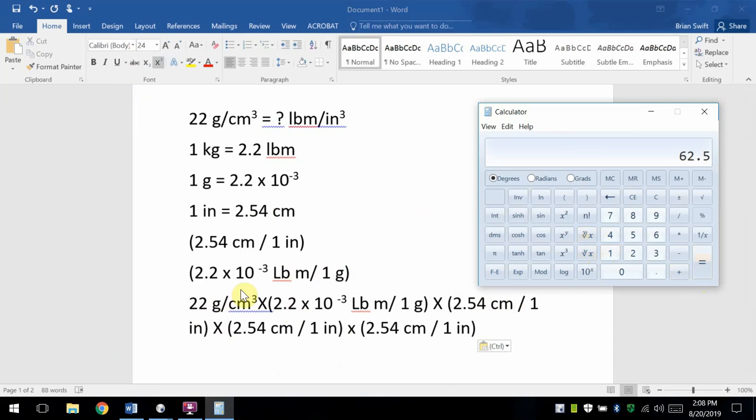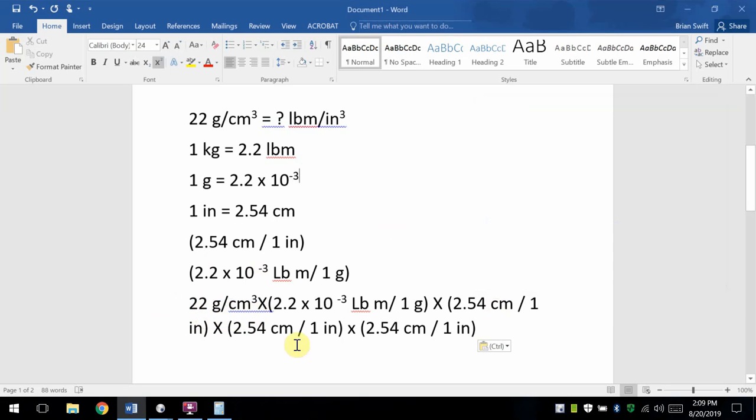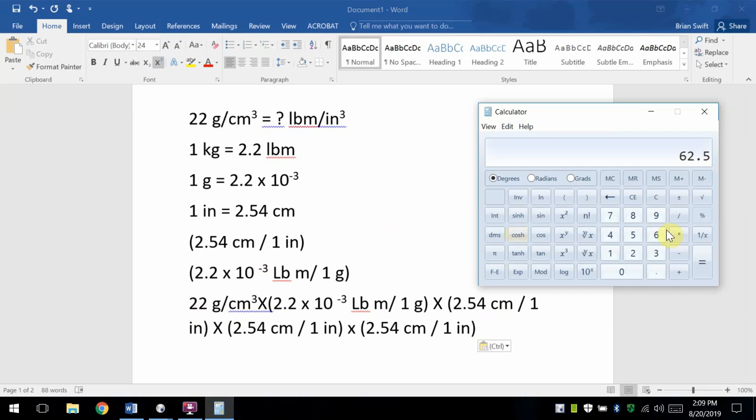By the way, 22 grams per centimeter cubed, that's about the heaviest that the elements get. I think osmium has that density. Even gold is not quite that dense. Mercury is about 15 grams per cubic centimeter. It's fairly heavy also.